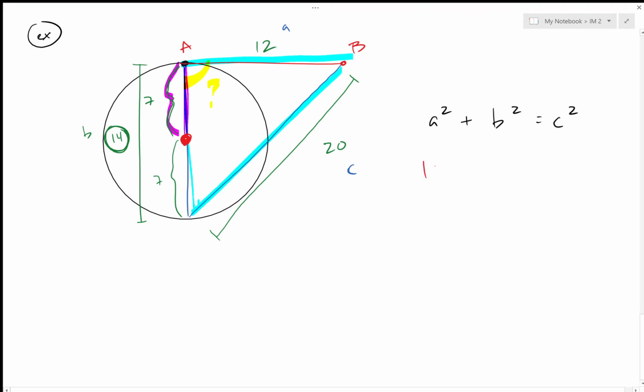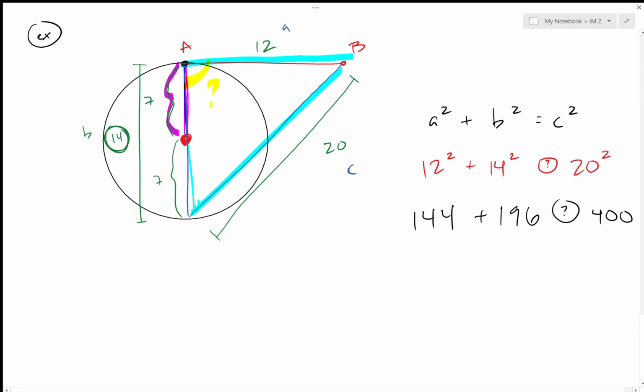So A is 12 squared plus B is 14 squared. I don't know if it's equal yet. C is 20, but squared. All right, let's work the math on it. 12 squared is 144. 14 squared is... why am I going blank on this? 14 squared is 196. Don't know if it's equal yet. And 20 squared is 400. That one I do know.